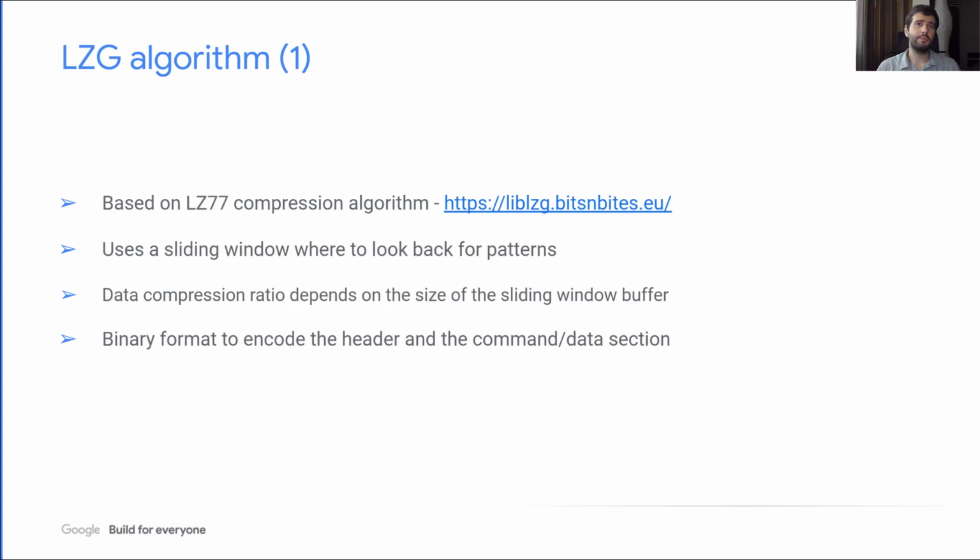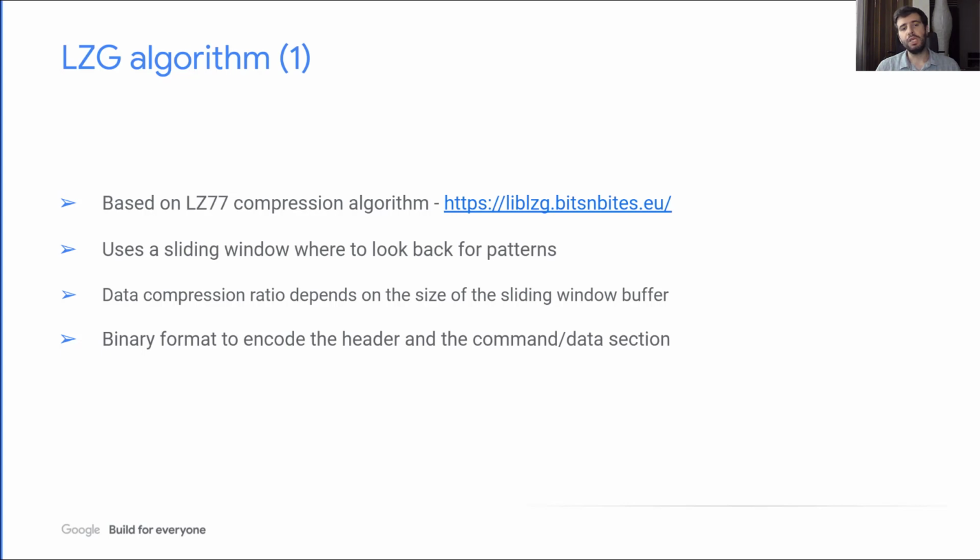Next, we will discuss the LTG algorithm, which is a variation of the LZ77 lossless data compression algorithm, which was developed by Abraham Lempel and Jacob Ziv. This algorithm is using a sliding window to look back for patterns in the input file. These patterns are encoded as commands in the output file.